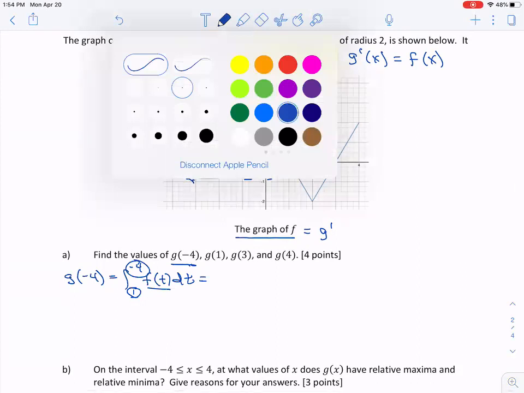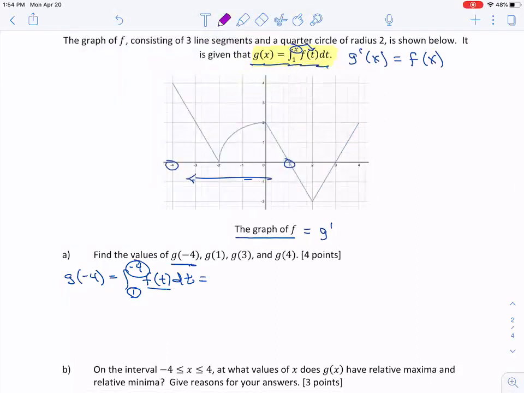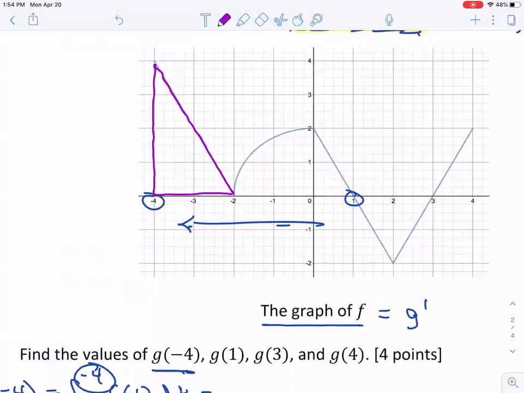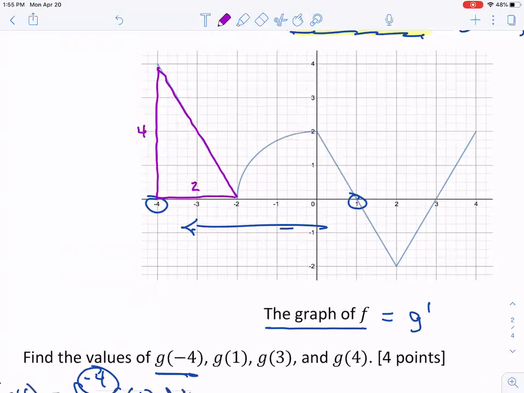So what might be helpful, and I'm going to have to probably refer to this a lot, is I'm going to break up these areas between my function and the x-axis into my known shapes. So this first one is going to be this triangle. And I'm just going to write the area of that triangle. Well, that looks like it's 2 units for the base, 4 units high. So 1/2 the base times the height is going to be 4 square units. And that would be the area of that.